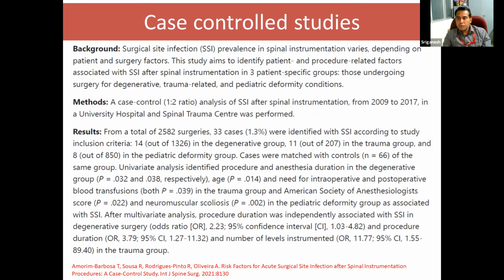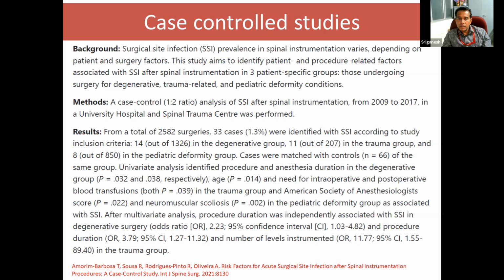Case control study, an example is surgical site infection. Here, because the incidence is very low, if you can see in this study, out of 2,500 odd surgeries, 1.3% of the patients developed surgical site infection. Now, this is a very low incidence, and therefore, to look at the factors that are responsible for this may be very difficult unless you compare it with the control.